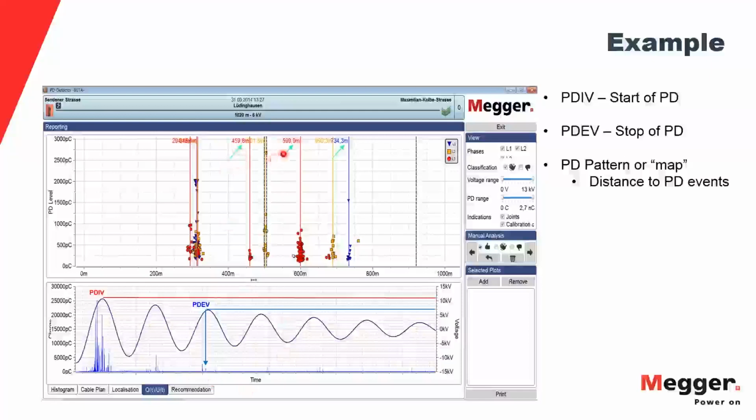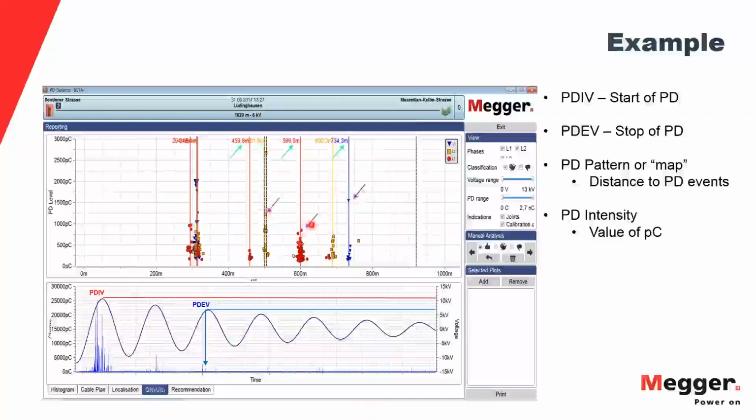The next one is the PD pattern. So we can start seeing in this case exactly where these partial discharges are occurring. I just picked out a couple at 460 meters, at 600 meters, and 734 meters. You can see a couple other ones on the chart as well. But these are the points that are of concern to us that we'll have to go and address in one way or another.